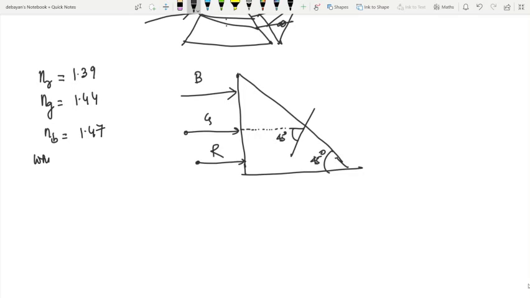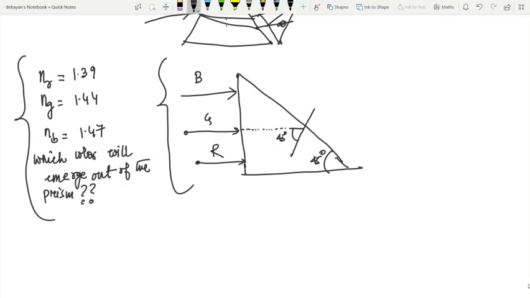The question is clear, I think, that blue, green and red, these three lights are incident on a right angle prism, and the refractive index is given for the different lights red, green and blue. So the question is simple, which color will emerge out of the prism?